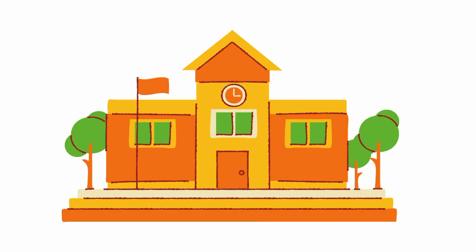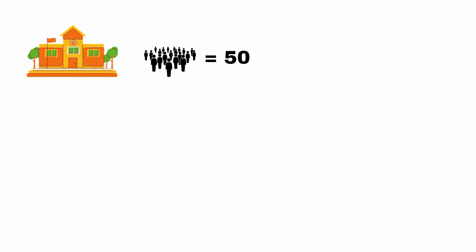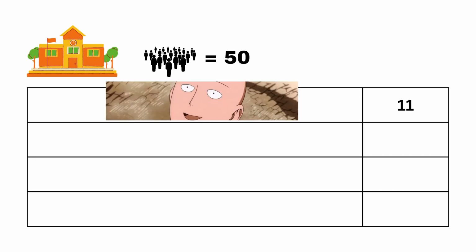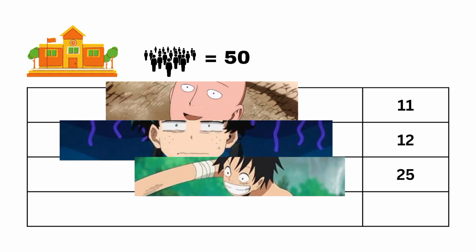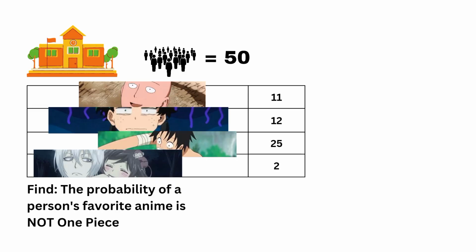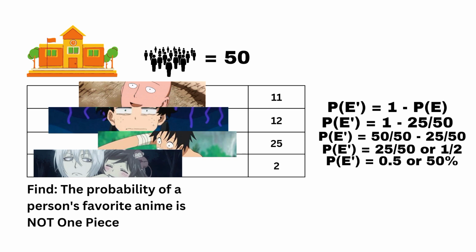To apply this, let's say we conducted a survey in CTU and 50 people were interviewed about their favorite animes. We found that 11 chose One Punch Man, 12 chose My Hero Academia, 25 chose One Piece, and 2 chose Kamisama Kiss. Out of these people, we wanted to find the probability that a person's favorite anime is not One Piece. So we can use the equation probability of E prime equals 1 minus probability of E to find this. The probability of the event is the people who chose One Piece over the total number of people surveyed, which is 25 over 50, and E prime is those who did not choose this as their favorite anime.